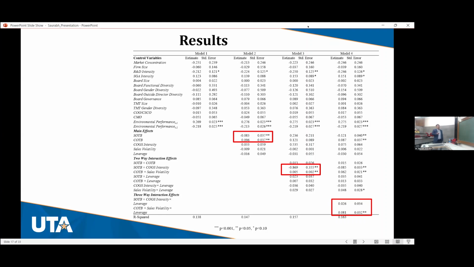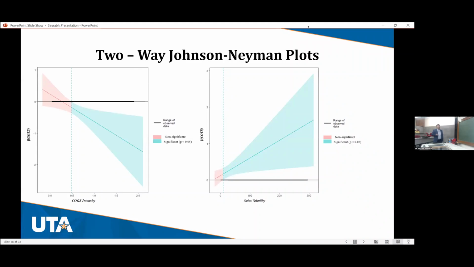So this was our initial set of results that we got. Now we wanted to check for the moderating effects, and we see that as COGS intensity is increasing, the effect of supplier on the board on the environmental performance decreases, which is here. And in the case of customer on the board, we see an increase as sales volatility increases.